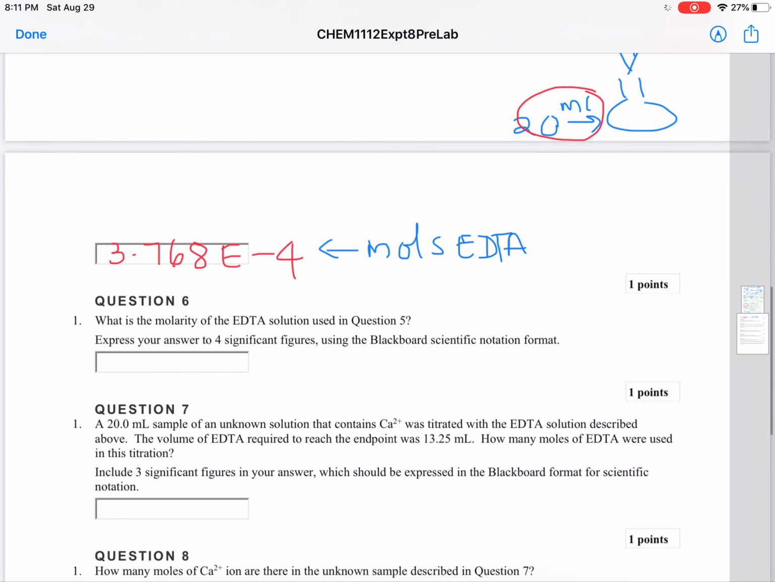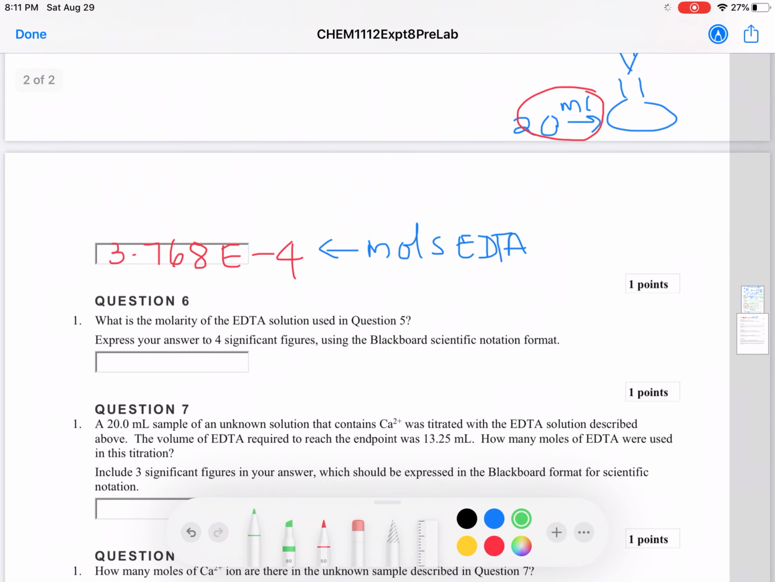So your moles are going to be this number of moles, which is 3.768. See, I told you I tend to make mistakes. So if I make mistakes, you have to catch it. And I'm not responsible for my mistakes. Okay, so it's you. 3.768.